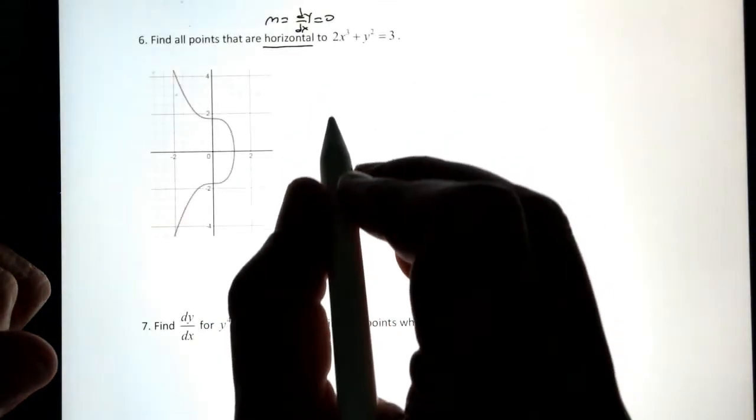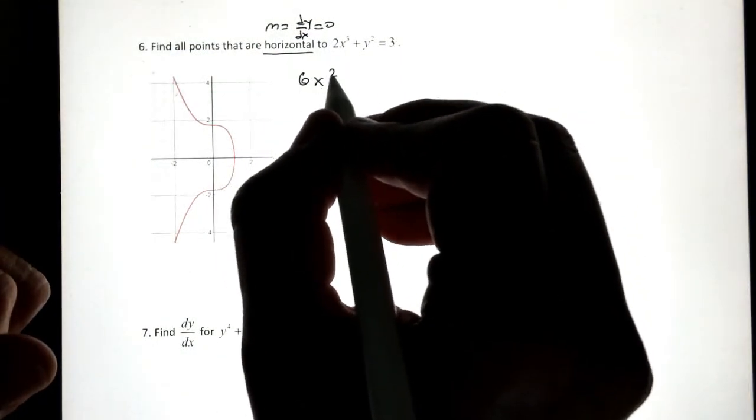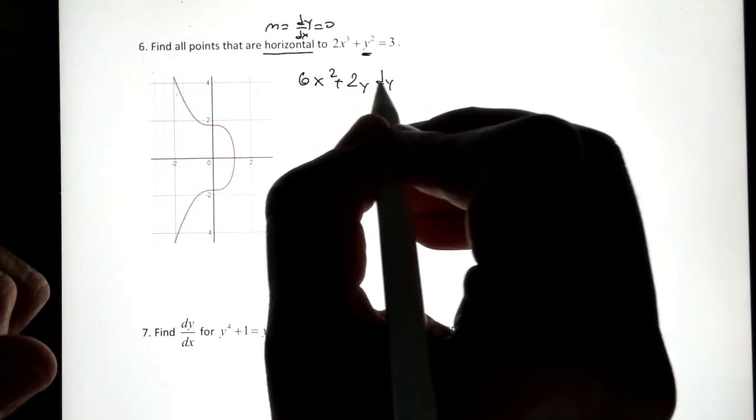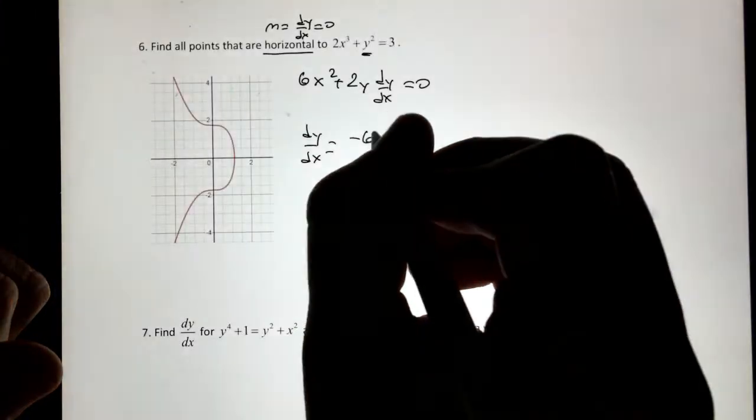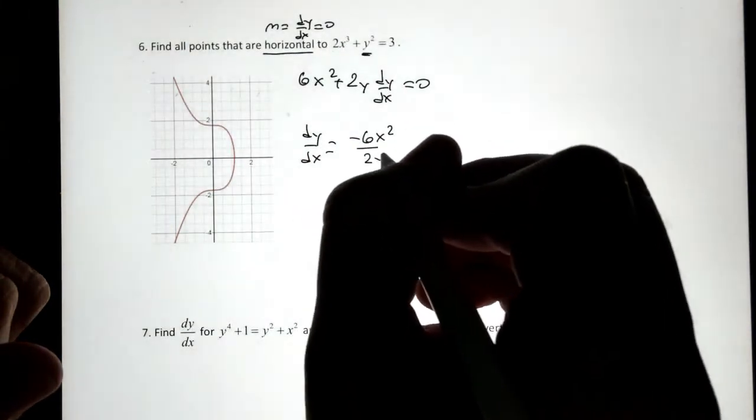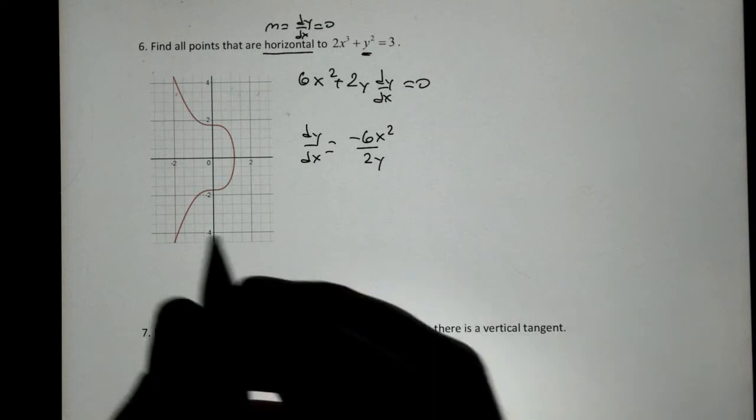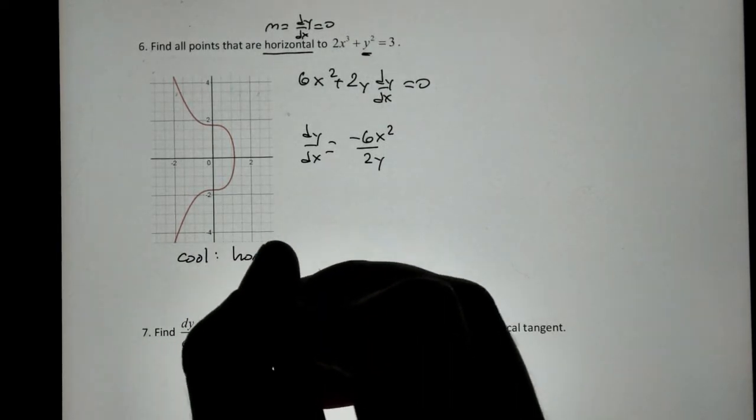So I have to take my derivative here. So that's going to give me what? 6x squared plus, be careful, there's my implicit, 2y dy/dx. And that's just going to equal 0 right there. Solving for dy/dx, we get negative 6x squared over 2y. I can leave it like this, but here's something really cool for us.